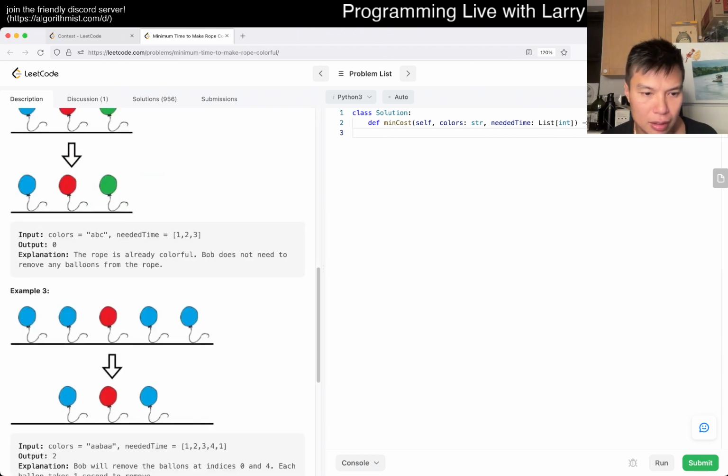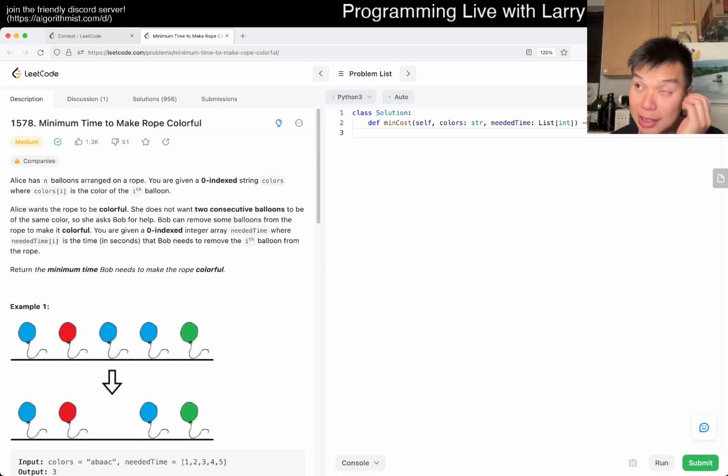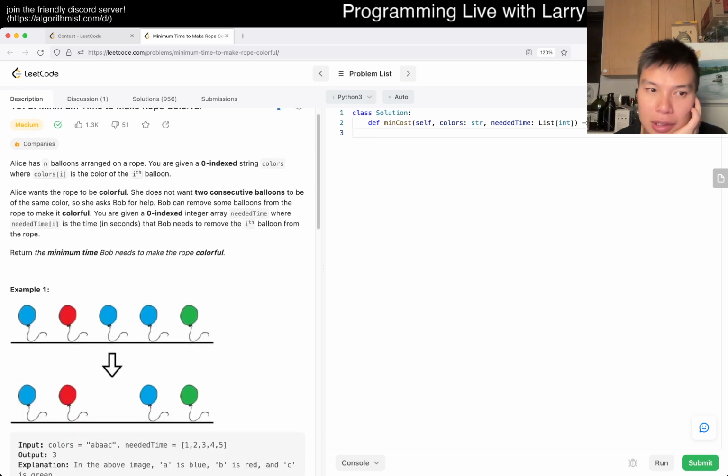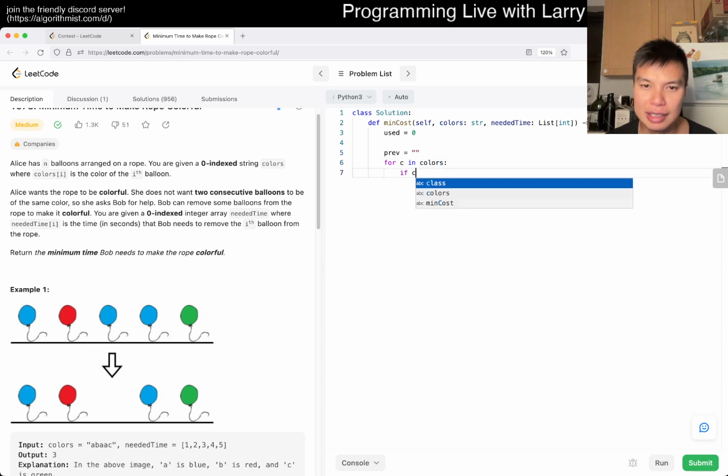Okay. So basically what happens is that if you have two consecutive same colors, neededTime is the time to remove. Okay, let's do it. I think it's just as what it sounds like. Time needed is equal to 0, and then now you have for c in colors. Let's just say we keep track of the previous color just for fun. I guess the previous color is empty. So if c is equal to previous, then what do we do?